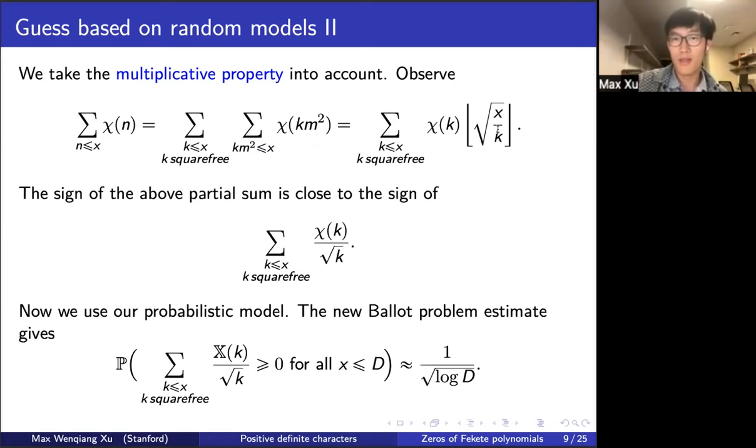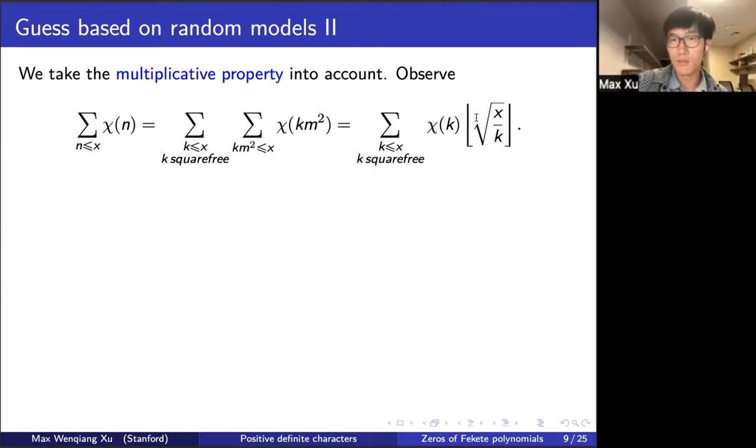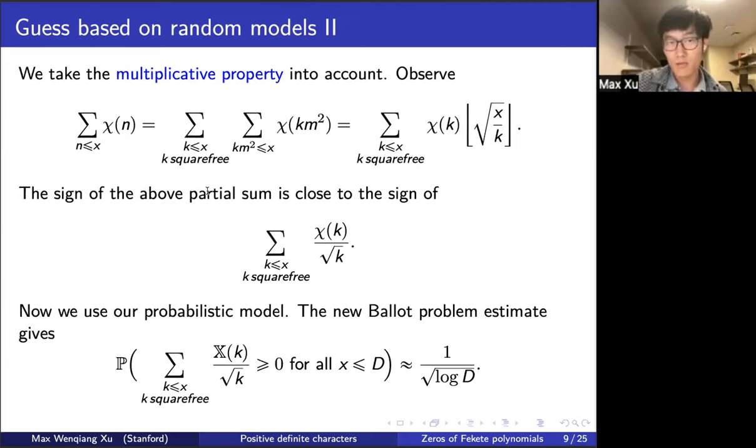Remember we only care about sign changes, so we only care about whether this is positive or negative. So we don't care about the normalization, the square root of k, for example. We made some simplifications here. The sign of the above partial sum is roughly close to the sign of chi(k) over square root of k. We threw away the floor functions, and we threw away the square root of x, because it probably doesn't matter for our purpose if we only care about the sign. So based on this heuristic and this guess, this is the same as the sum of chi(k) over square root of k. So instead of the original sum of chi(n), it's now more like a sum of chi(k) with certain weights, and these weights might be very important.